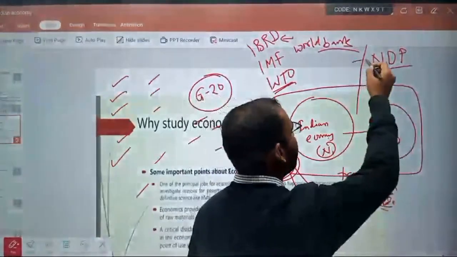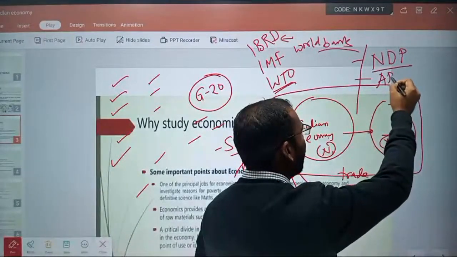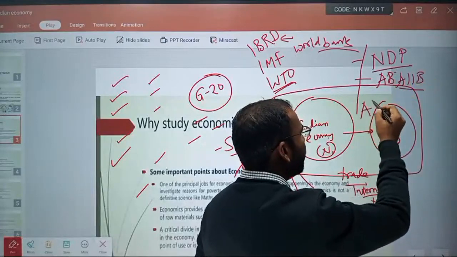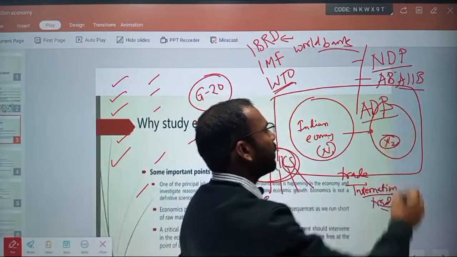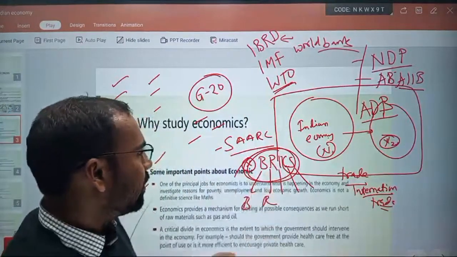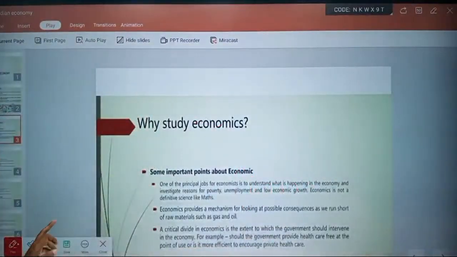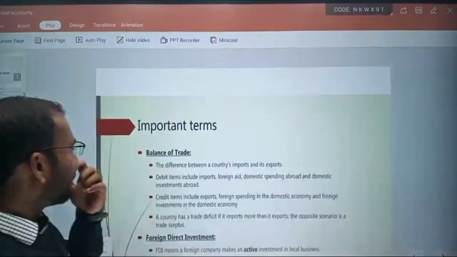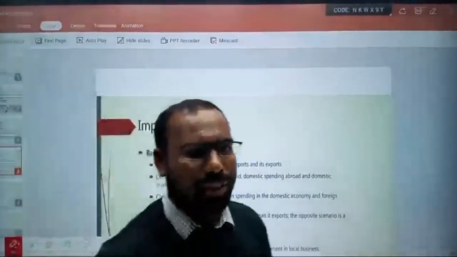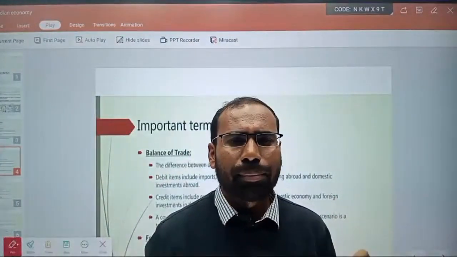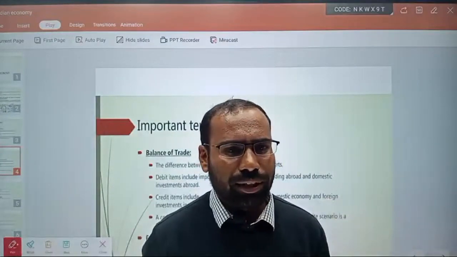Then we will understand the AIIB, Asian Infrastructure Investment Bank. We are going to study a number of things. But how are we going to study economics? One way, which is an easy method for me and you can also adopt it.